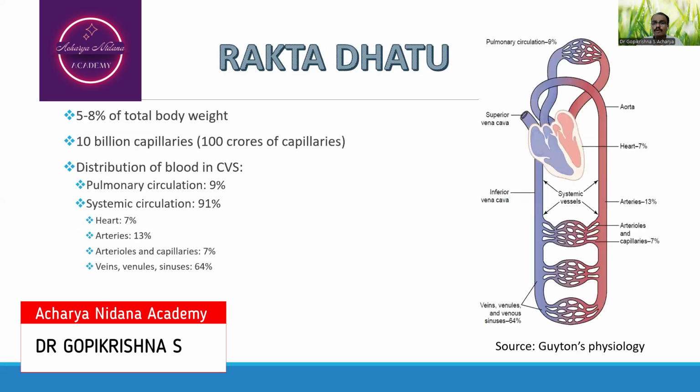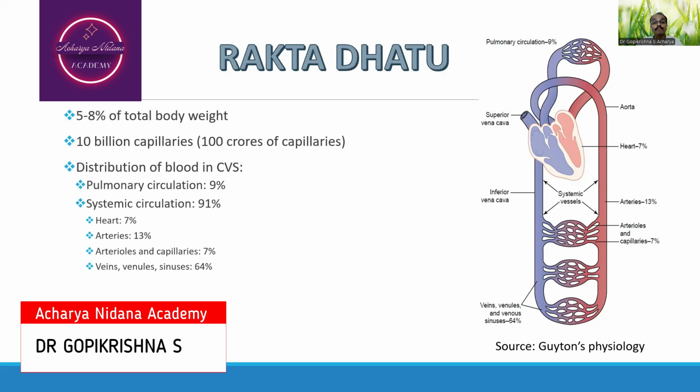human body. When you consider the Rakta Dhatu, as I have said earlier, it comprises around 5 to 8% of the total body weight. It is also mentioned that the circulatory system comprises 10 billion capillaries, or otherwise 100 crores of capillaries.